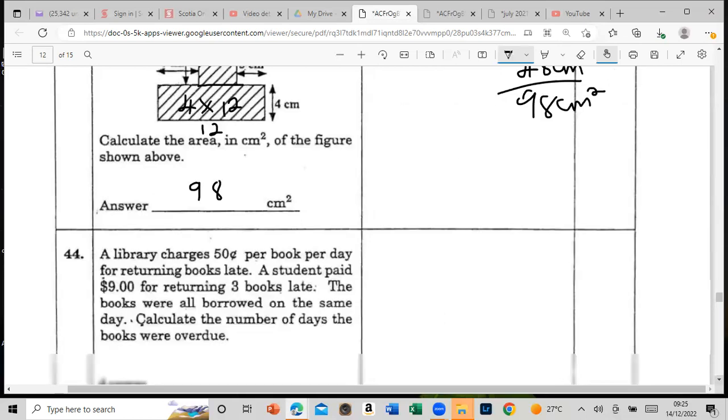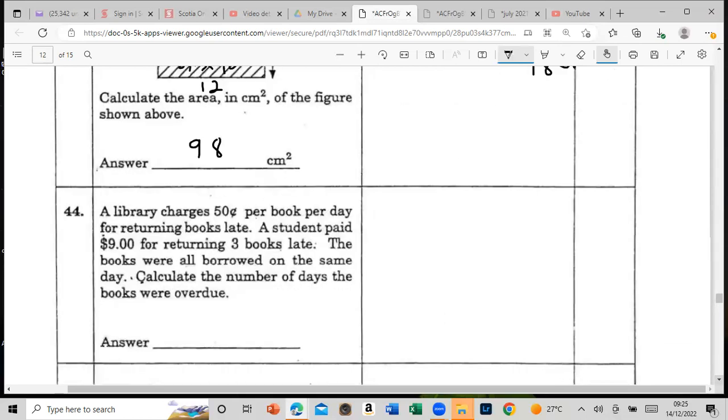Alright, let's move on to 44. A library charges 50 cents per book per day for returning books late. A student paid $9 for returning 3 books late. The books were all borrowed on the same day. Calculate the number of days the books were overdue.